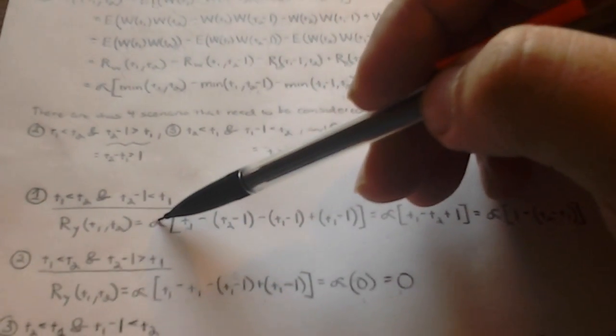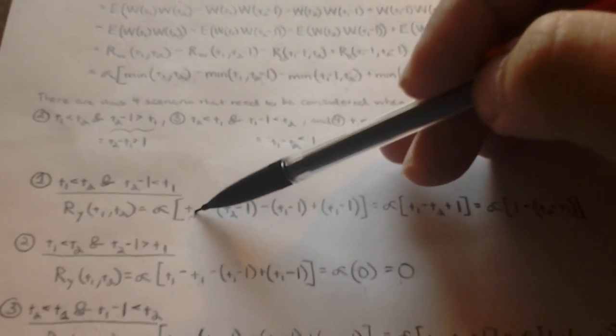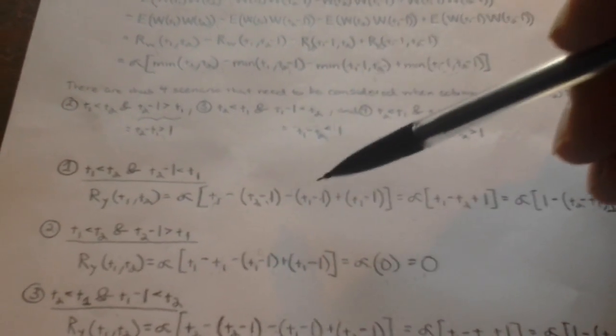In this equation, let's say T1 is less than T2, and as I said, T2 minus 1 is less than T1. What that ends up being is alpha on the outside. By this definition, this term is going to be T1. This right here, T2 minus 1, is going to be the lesser value, so these two correlate. Then, as I explained, if T1 is less than T2, then T1 minus 1 is still going to be less than T2, so these two correlate right here.